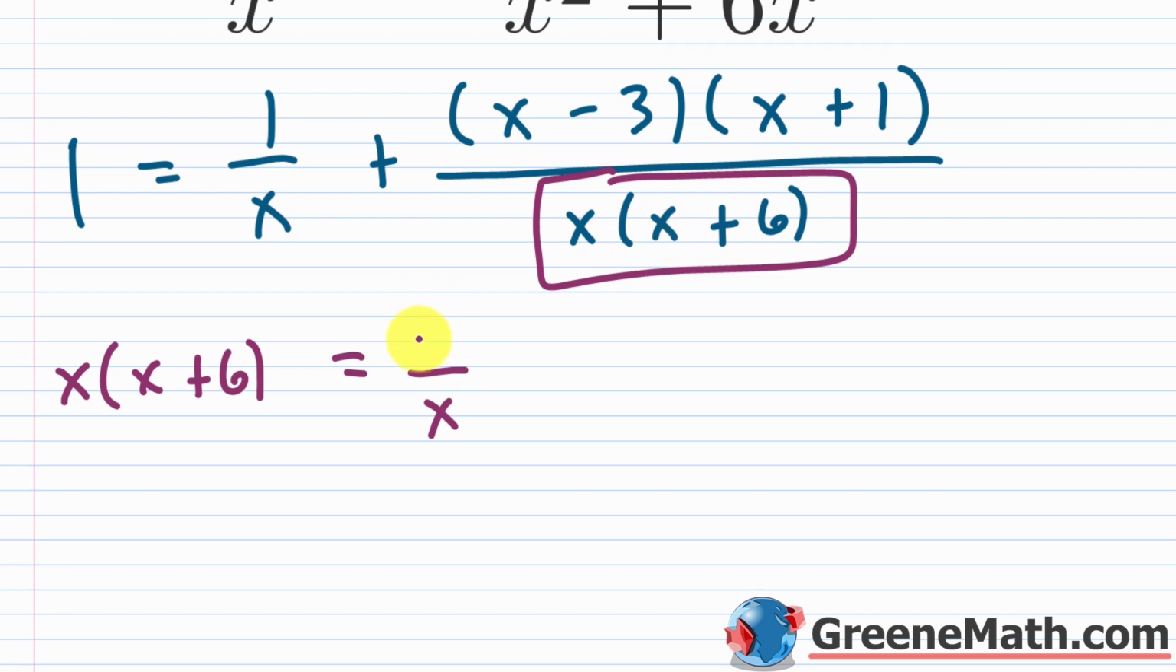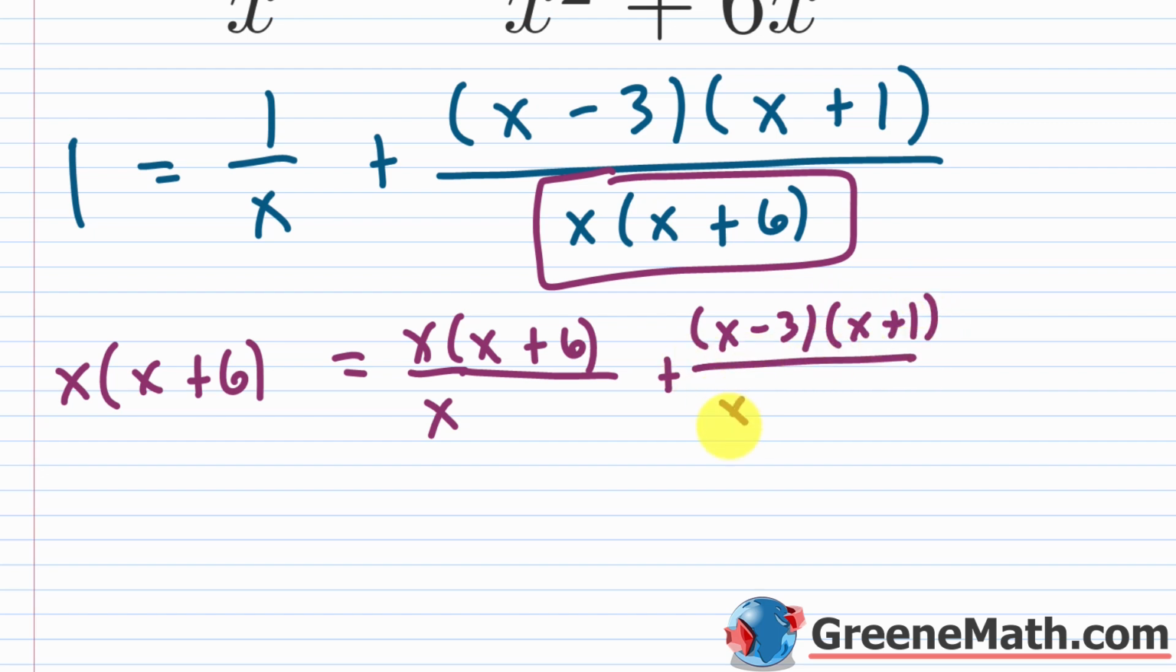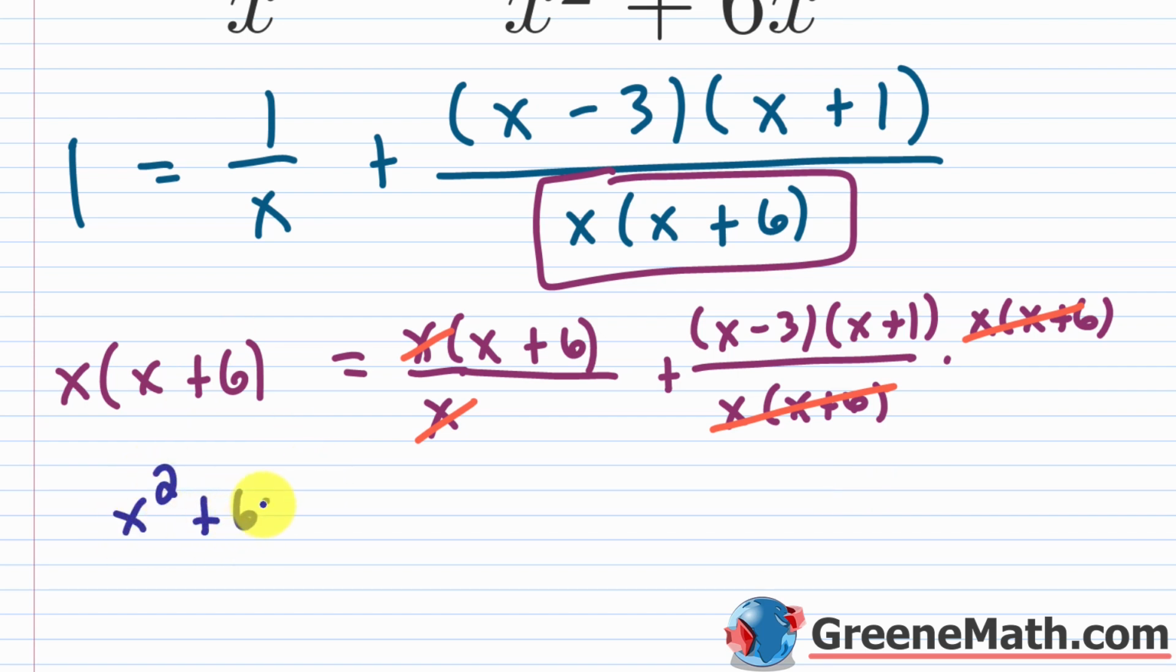So you just write it up here to save some space. So x times the quantity x plus 6. And then we're going to have plus, we'll have this x minus 3 times the quantity x plus 1 over your x times your quantity x plus 6. And this is multiplied by, again, x times the quantity x plus 6. Okay, so nothing to cancel over here. This is going to cancel with this. And then this is going to cancel with this. Okay, so over here, I'm just going to go back to that form of x squared plus 6x.